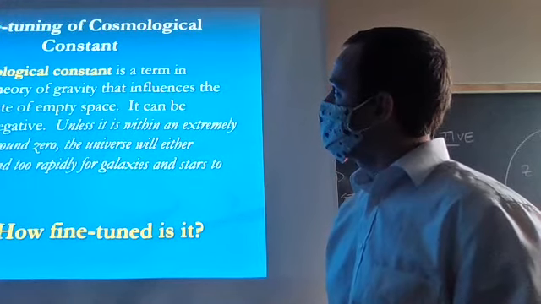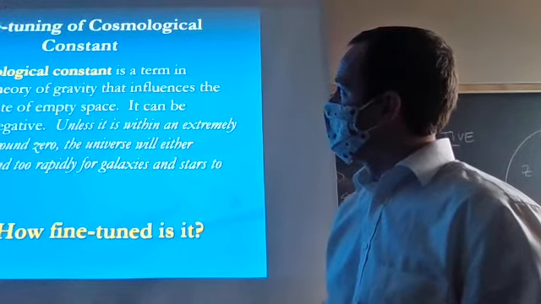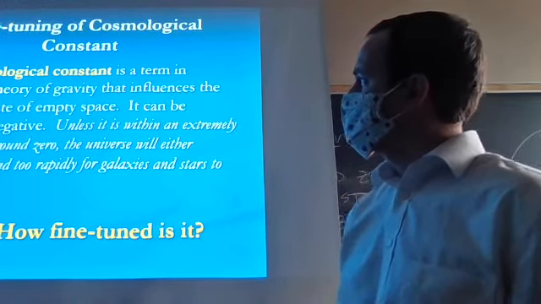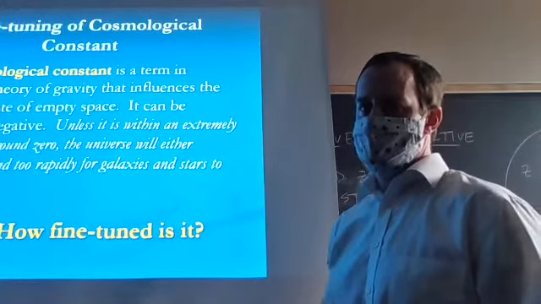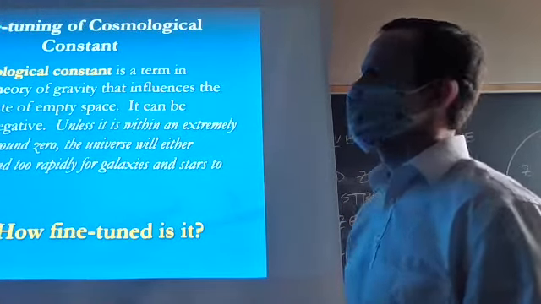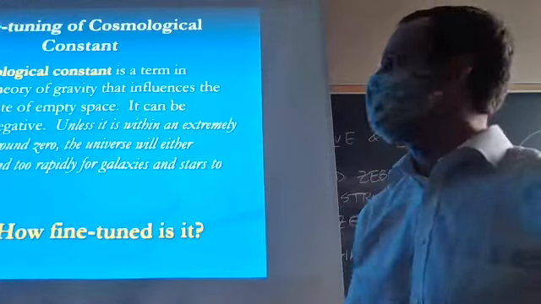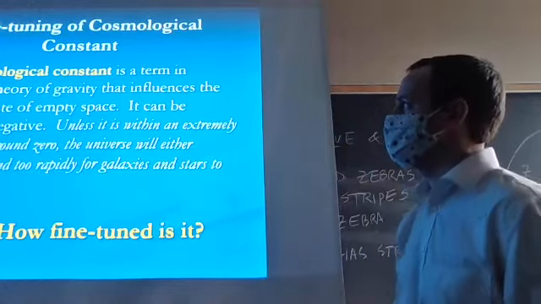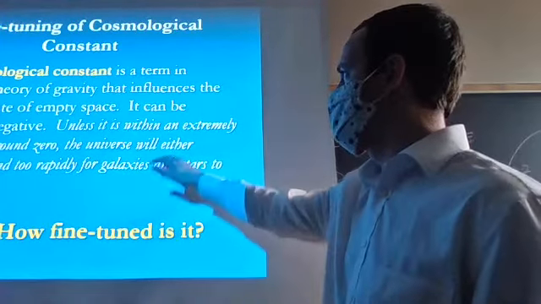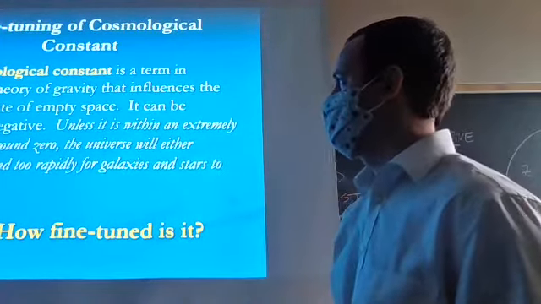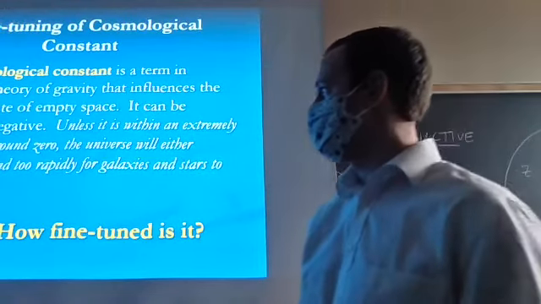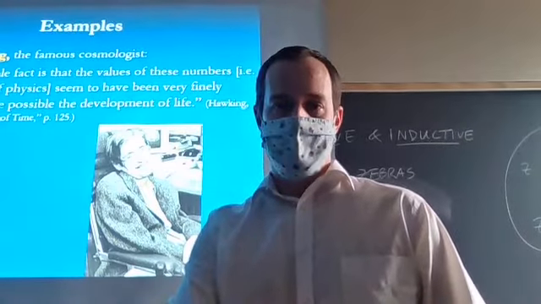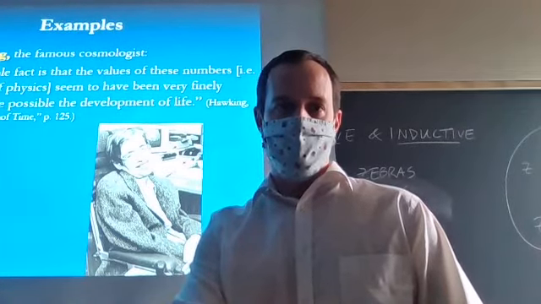The fine-tuning of the cosmological constant, it's the same setup here. I'm going to move through this a little bit faster. I think I'm probably starting to bore you guys with all the physics. But the cosmological constant is a term in Einstein's theory of gravity that influences the expansion rate of empty space. Unless it is within an extremely narrow range around 0, the universe will either collapse or expand too rapidly for galaxies and stars to form. It has to be really precise, in other words. Okay, let me just move to the next section.